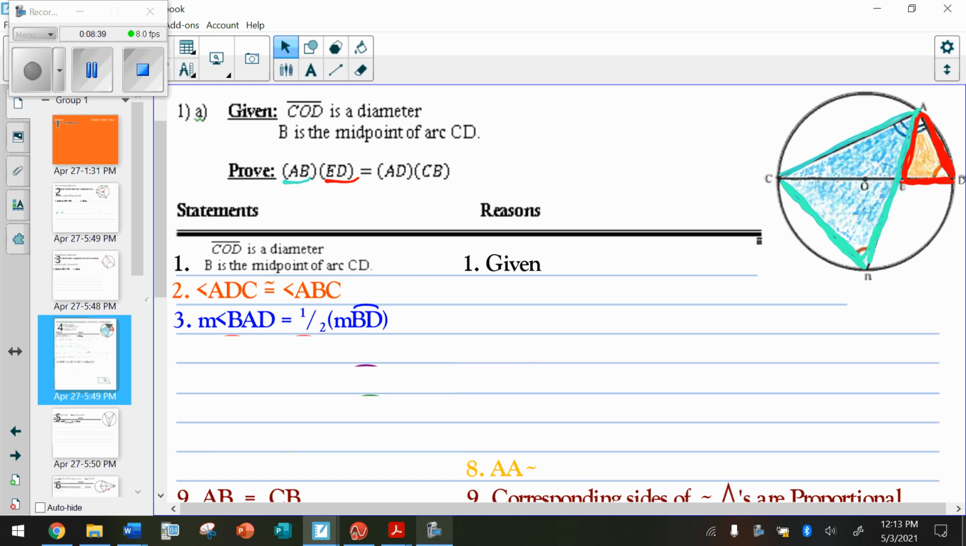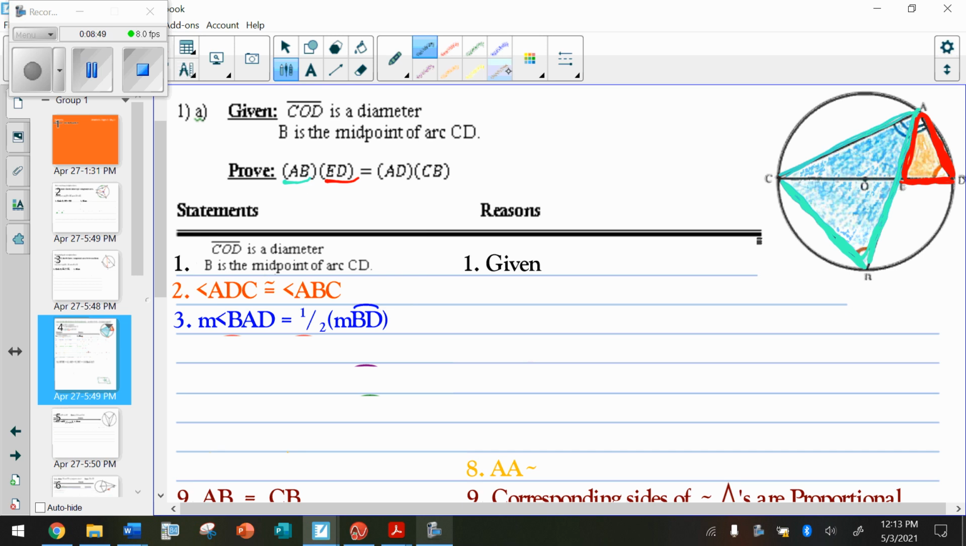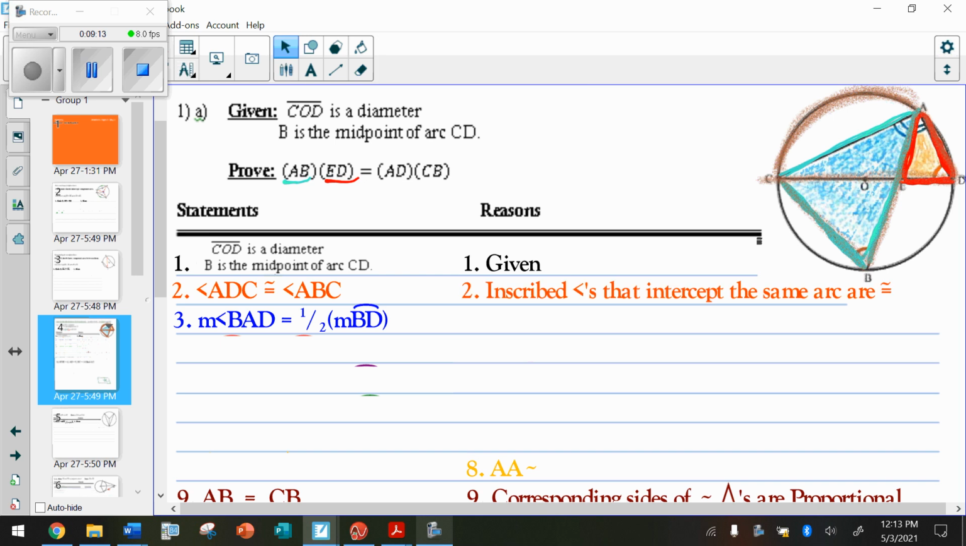Angle ADC is equal to angle ABC because both of those angles intercept the same arc. ADC is an inscribed angle that intercepts arc AC. And then ABC is an inscribed angle that intercepts the same arc. So inscribed angles that intercept the same arc are congruent.